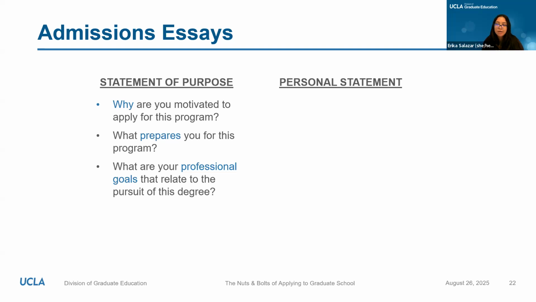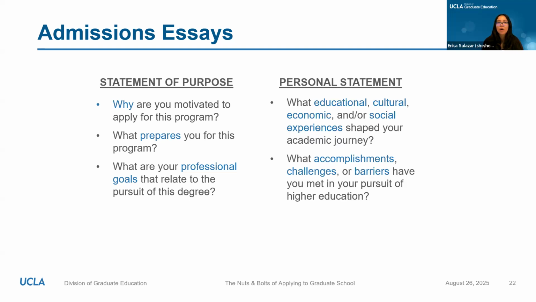As opposed to the personal statement, where we want you to talk a little bit more about your educational, cultural, economic, and or social experiences that have shaped your academic journey. What accomplishments, challenges, or barriers have you met in the pursuit of your higher education? For the statement of purpose and personal statement, you typically want to double check the prompts given to you on the graduate application. Make sure you are following their word length, their formatting requirements, and the questions that they are asking. But this is typically what questions you should be answering within those admissions essays.